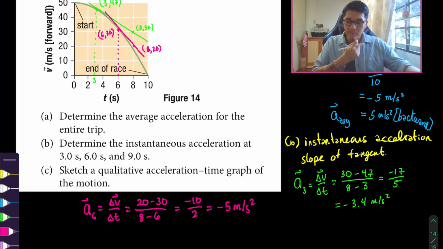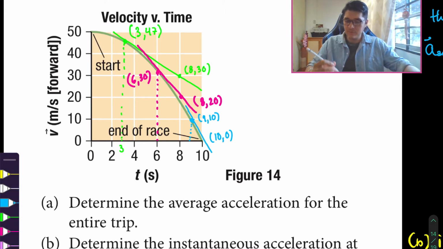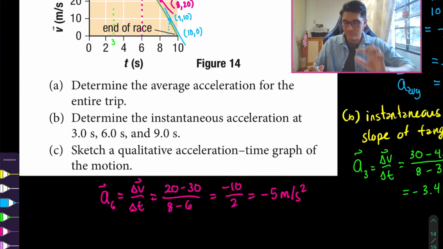Now the next time that we want to look at the instantaneous acceleration is at the 9 second mark. So once again, we pick the point at the 9 second mark, and the one close to it. So at 9 seconds, it's approximately 10. And we're going to cheat a little bit, and we're going to say it touches 10, which is close to 0. Close enough. For tangents, you could be slightly off, so I cheated a little bit only.